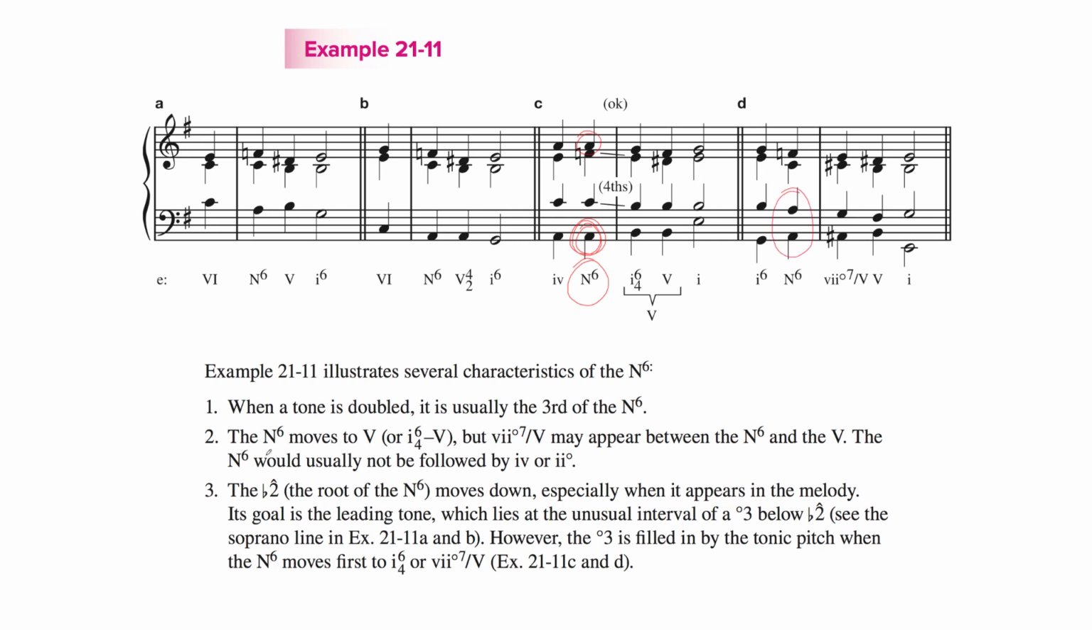The Neapolitan sixth moves to 5 or a cadential 6/4, then 5, but 7 of 5 may appear between the Neapolitan sixth and the 5. The Neapolitan sixth would usually not be followed by 4 and 2. There is a particular reason for that, a very strong reason, because the Neapolitan sixth is a much stronger predominant chord than 4 or 2.